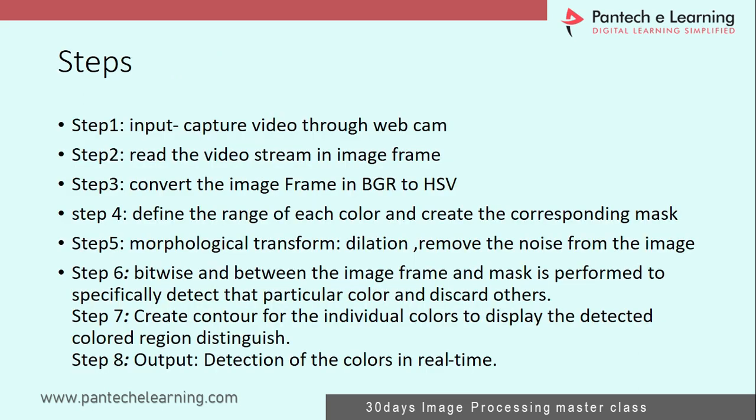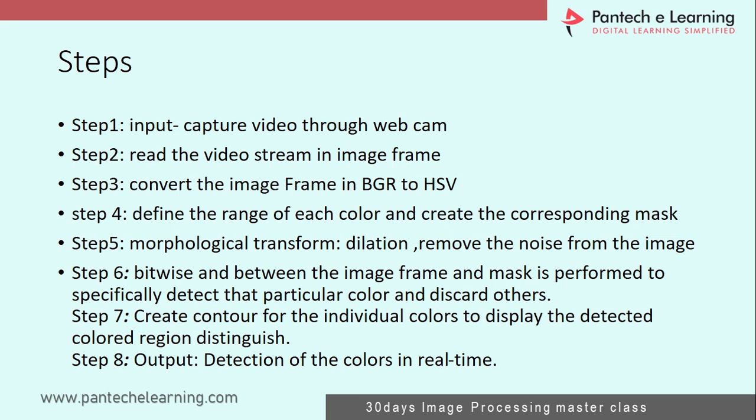Now I am going to enter the steps. These particular steps we are going to follow. First one, input. Second one, read the video streaming in the image frame and convert the color, then define the range of the color and create the corresponding mask for each color. And what about the next thing, morphological transformation for dilation, and it will be helpful for removing the unwanted noise from the frame.